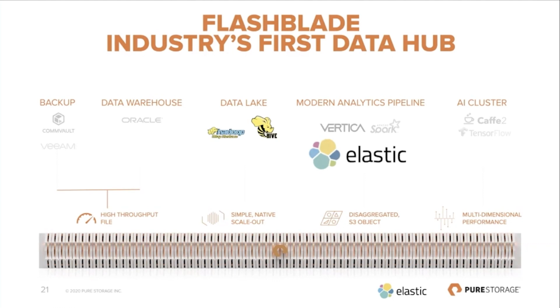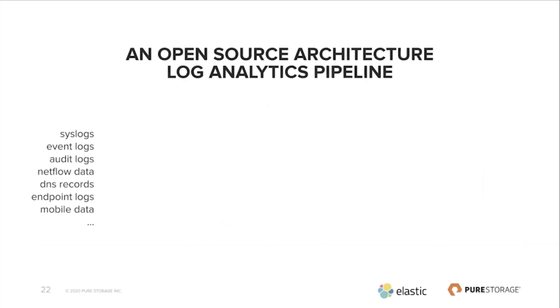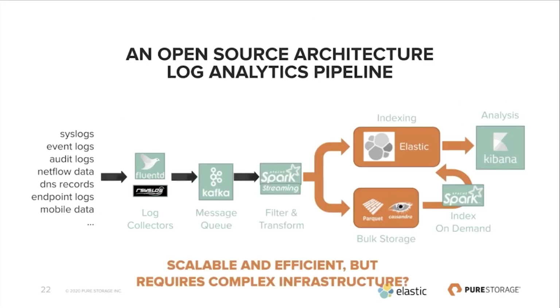So we're going to focus more on Elastic in this data hub story. A typical open source architecture for a data pipeline, specifically for a log analytics pipeline, is where data flows from various log sources through a collector, and then through a message queue such as Kafka. Then it's enriched, transformed, and filtered by Spark jobs, with one set indexing newer and relevant data, and sending the rest to bulk storage. Further analysis is done and sent to FlashBlade for indexing, aggregate, or summary data. You see the log collectors, message queue, then filter, bulk storage. It's scalable and efficient, but requires a complex infrastructure.